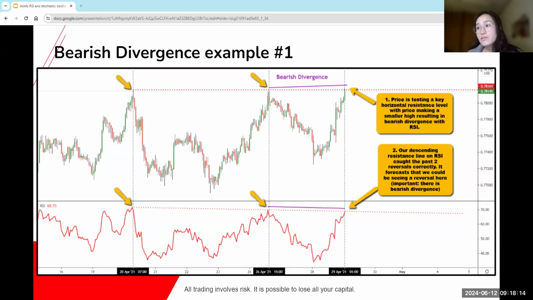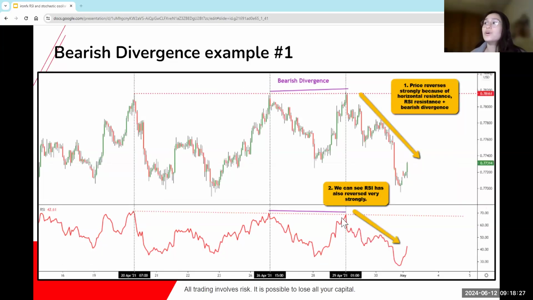Okay, and the bearish divergence, you can see a higher high on price and a lower high, sorry, on our RSI. You can see after that, price reversed strongly because of three factors. Firstly, the horizontal resistance, the RSI resistance, and lastly, the bearish divergence. And that similar thing happened on RSI as well, where RSI reversed very strongly off of the descending resistance on our RSI.